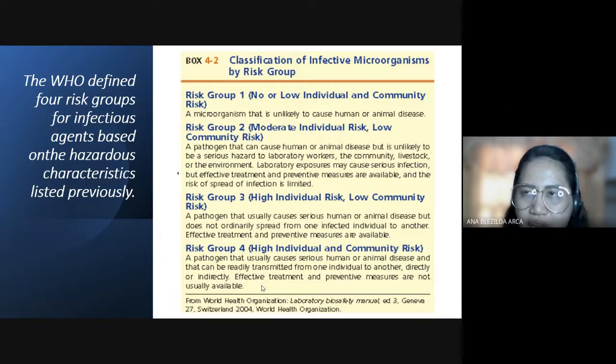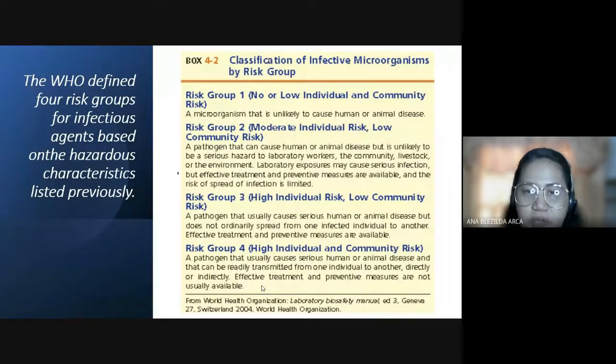Pwede na magkaroon ka lang ng konting infection or magkalagnat ka lang, 'di ba? Nagagaling ka naman and merong gamot. Okay? So, meron siyang moderate risk sa individual, and then low community risk. Ibig sabihin ng class, hindi siya kumakalat sa community. Okay? Another one is the risk group 3.